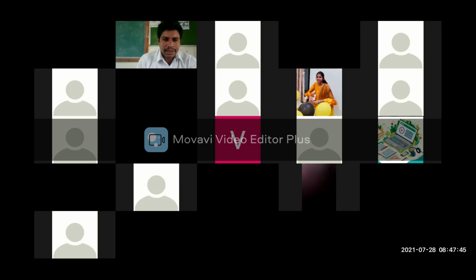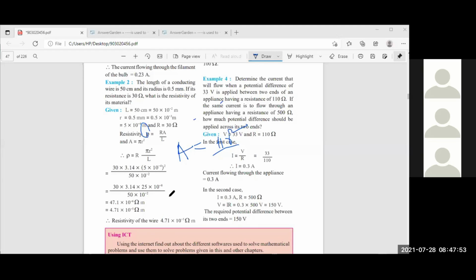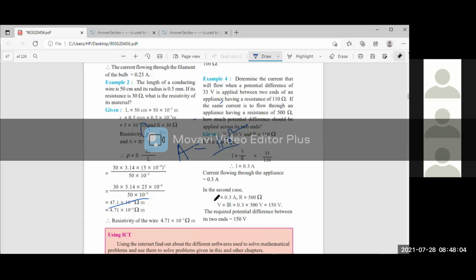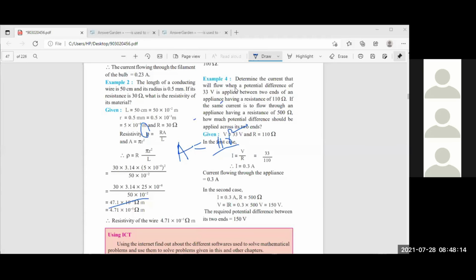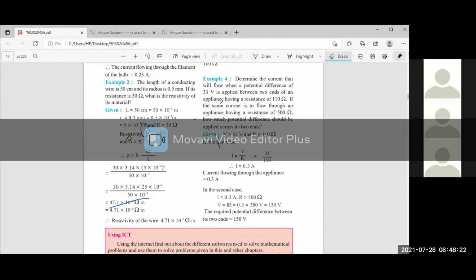Sir, can I? Yes, you can. Sir, 47.1428. You can write the answer 47.1 into 10 to the minus 6 ohm meter. Okay. So did you get this problem, or any problem in this? Any difficulty? Any difficulty in it? If anybody is having it, I will take it again immediately.